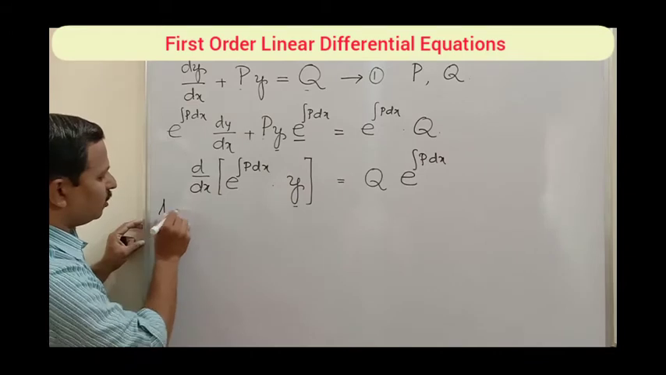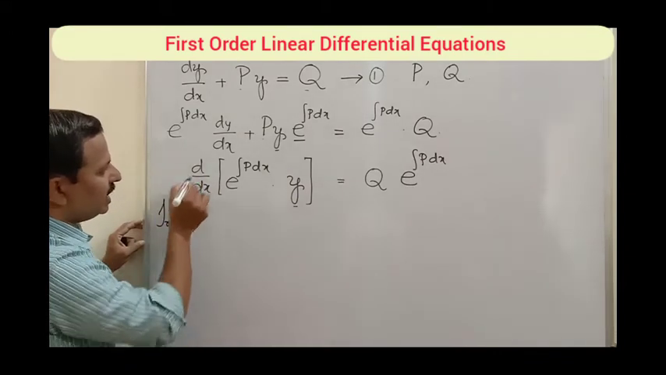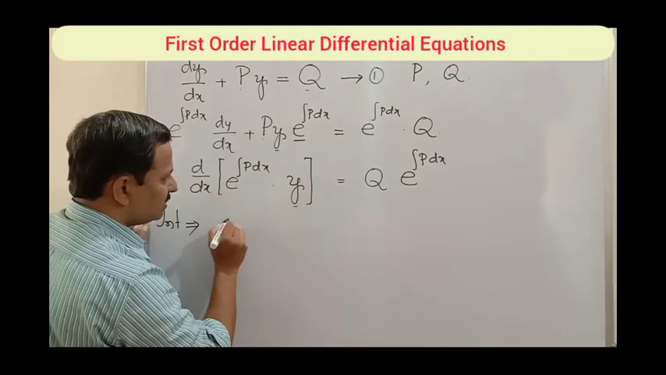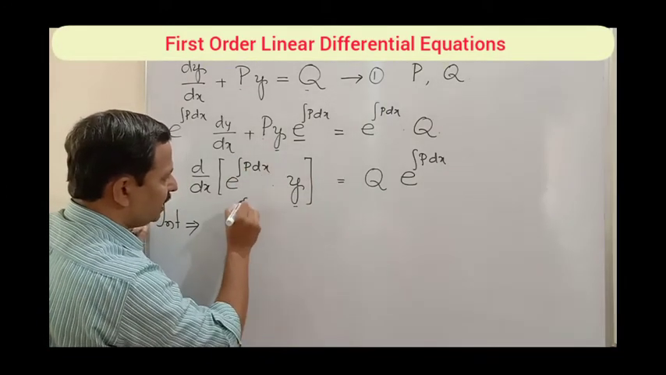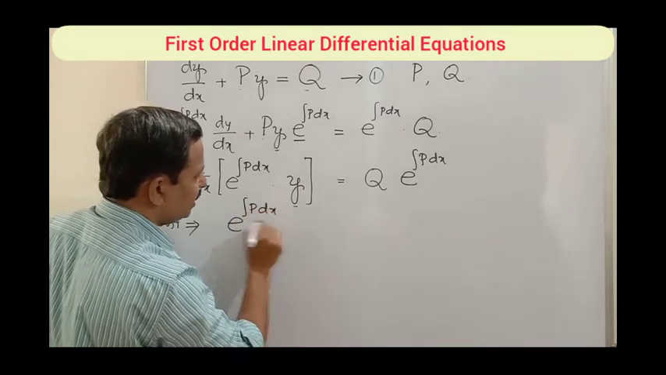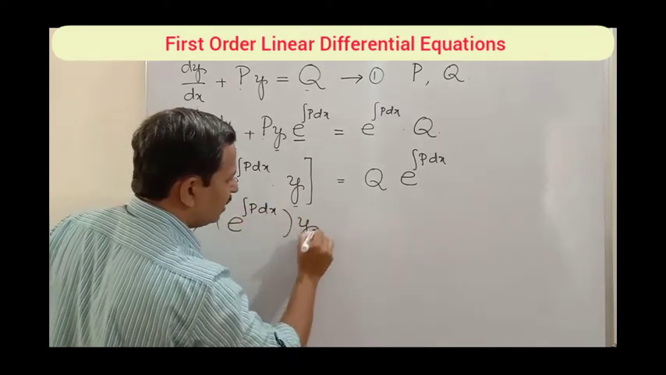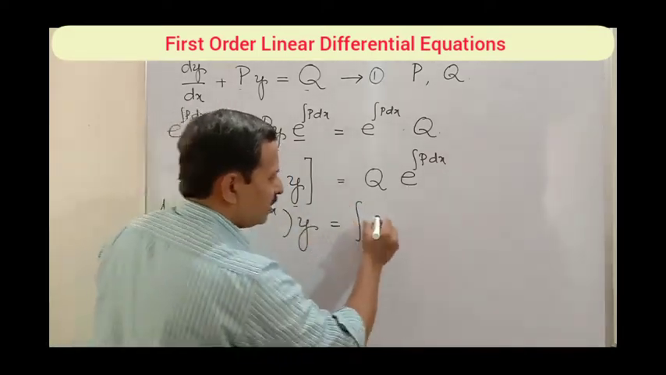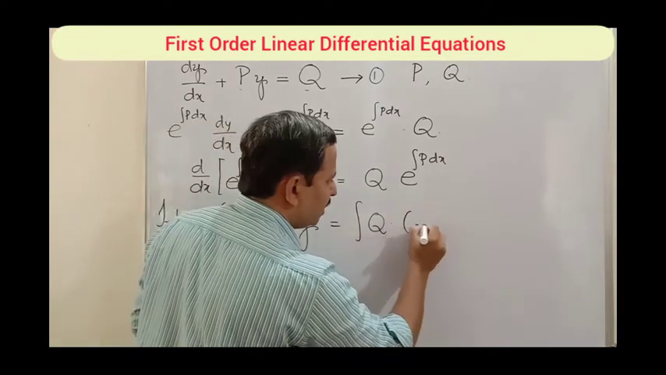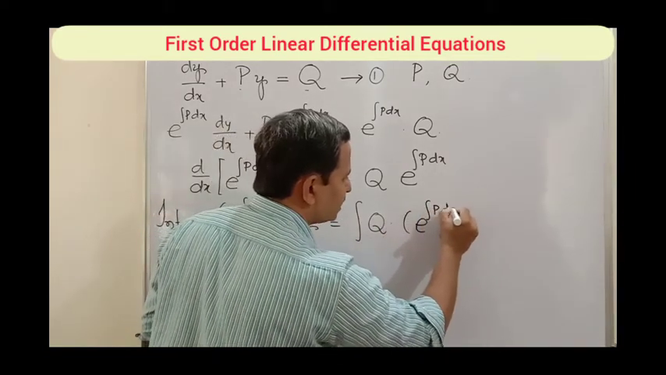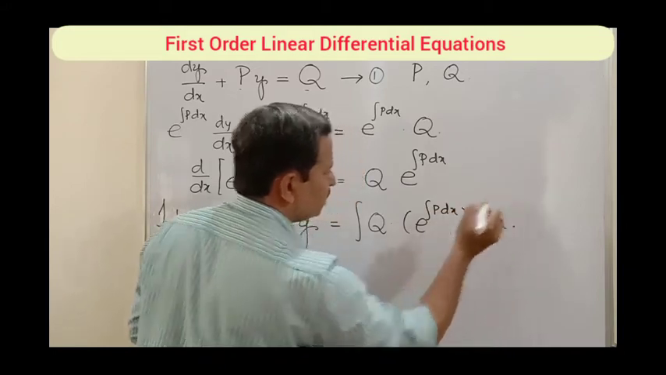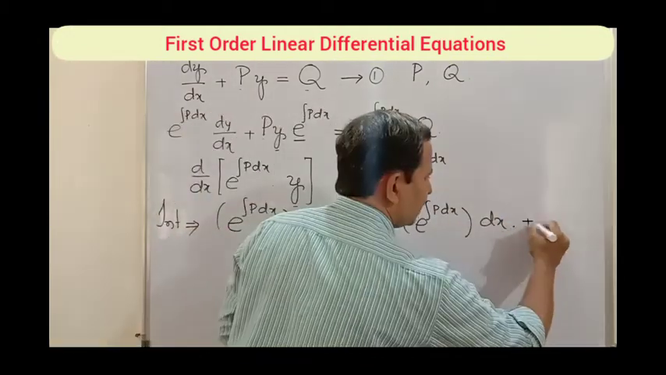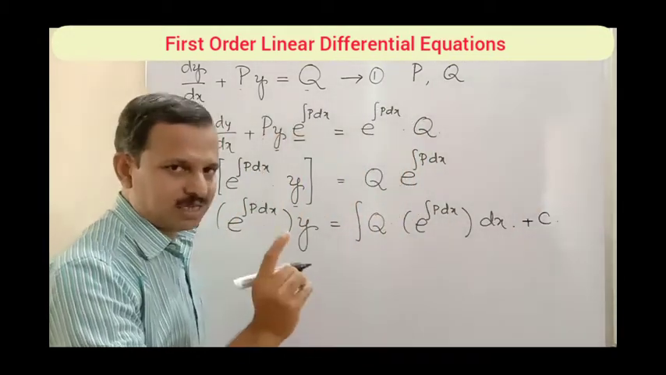So on integrating on both sides, integration and differentiation cancel, so only this bracket remains. That is e to the power integration of p dx into y, equal to, since we are integrating on both sides, integration of q into e to the power integration of p dx with respect to x, because the integration process is with respect to x, we have to consider dx, plus the constant of integration, that is mandatory.